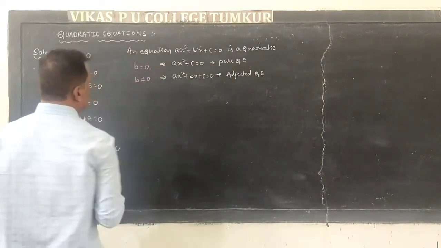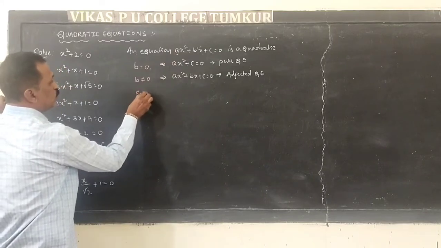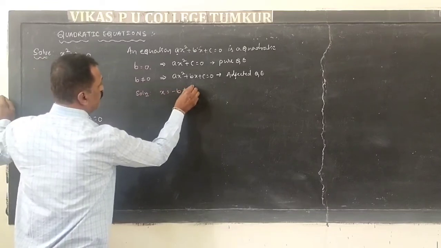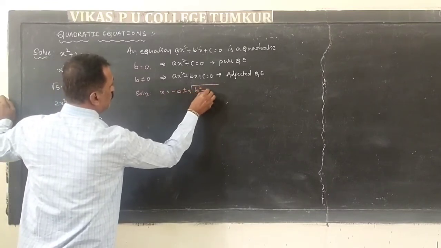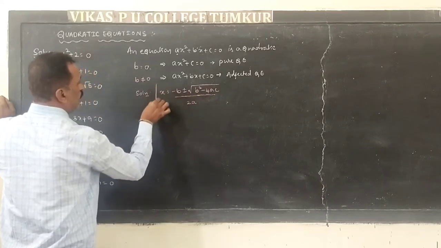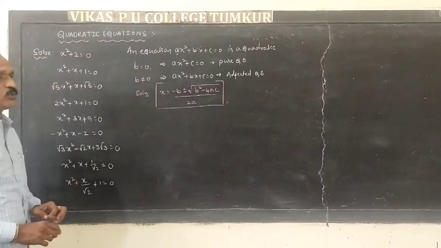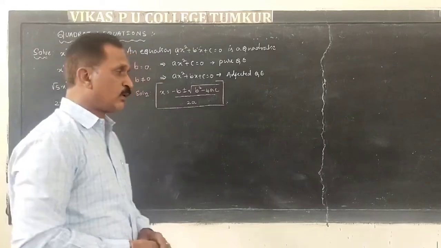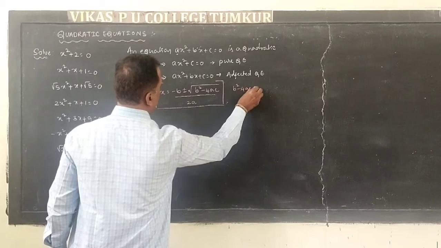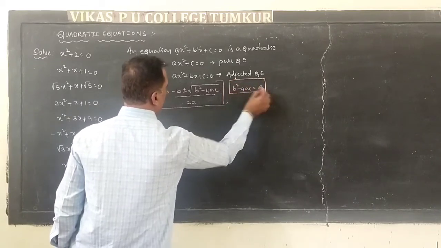So for this equation the solution will be simple now, right? The value of x is equal to minus b plus or minus root of b square minus 4ac divided by 2a. This is the solution of the quadratic equation ax square plus bx plus c is equal to 0. Here b square minus 4ac is known as the discriminant, delta.